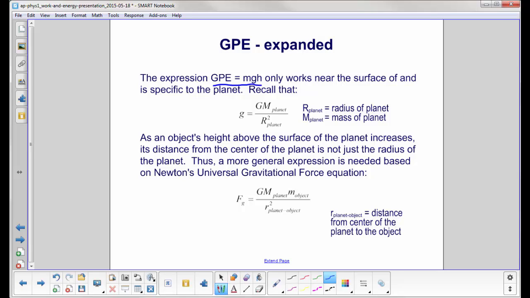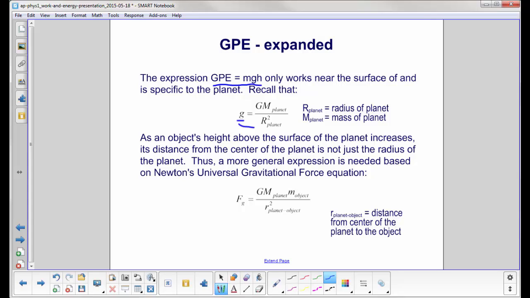So let's see why. Little g, or the gravitational acceleration, is equal to big G, the universal gravitational constant, times the mass of the planet that we're talking about, or celestial object, divided by the radius squared of that object. As the object's height above the surface of the planet increases, the distance from the center of the planet to that object is not just the radius of the planet anymore. We have to add in how far away it is from the surface.